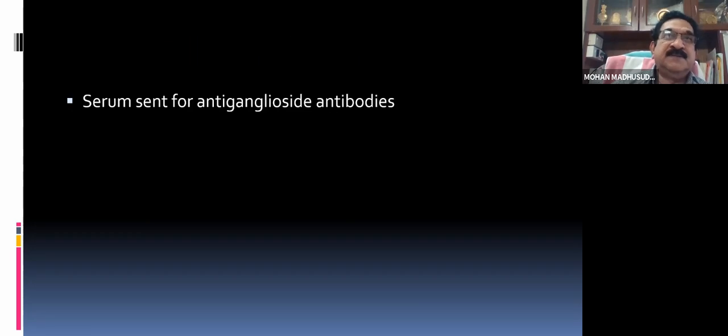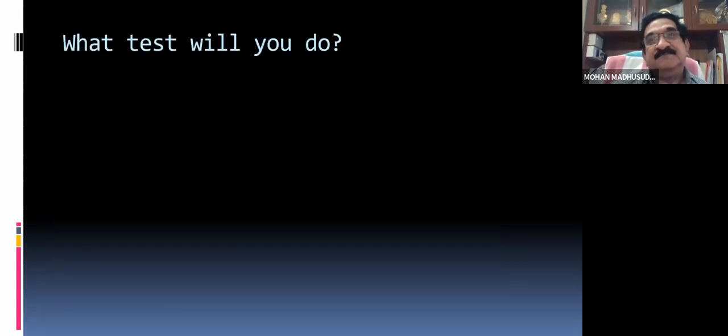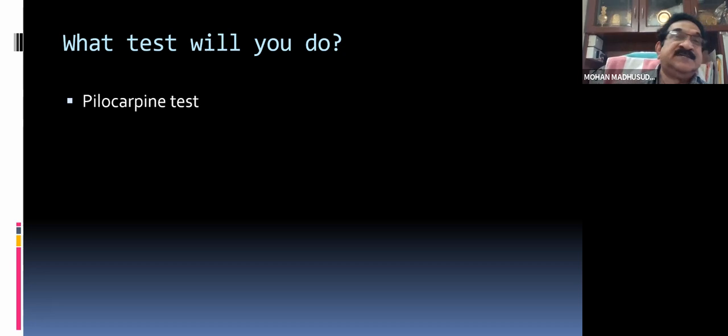As Joyce said, the serum ganglion antibody was done. We wanted to rule out Miller Fisher syndrome, and that was negative. Now, it's a pilocarpine test, because the cocaine test is for Horner syndrome, where we want to make the pupil dilate. Here the pupil is dilated and we want to make it constrict, so you have to give a parasympathomimetic agent.